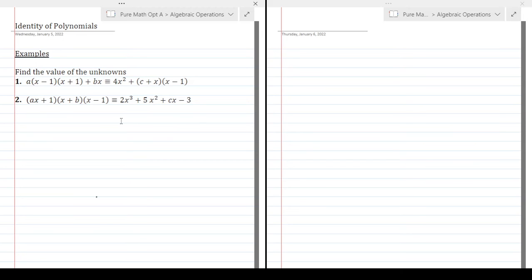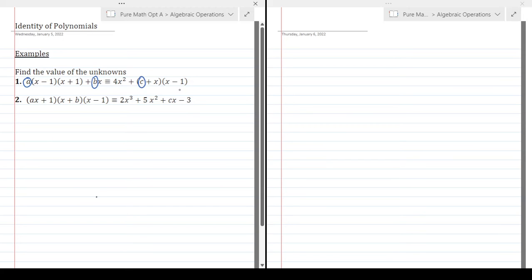which is the right-hand side. So if I want to work out these unknowns here, and I do have brackets in the first question on both sides, I need to find out the value of A, the value of B, and the value of C. So I have unknowns there. I'm going to work on both sides of the identity. I'm going to expand and simplify the left-hand side, and I could do it in the same line, and expand and simplify the right-hand side.